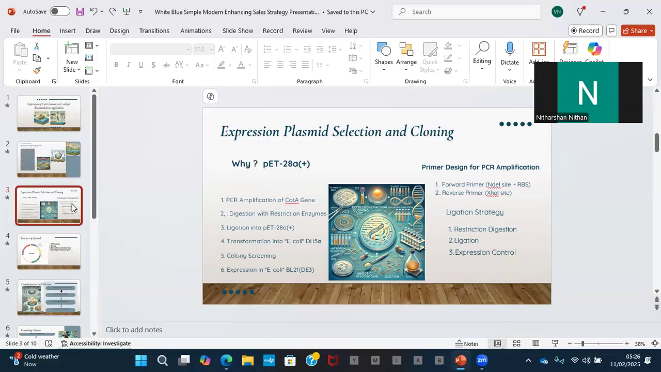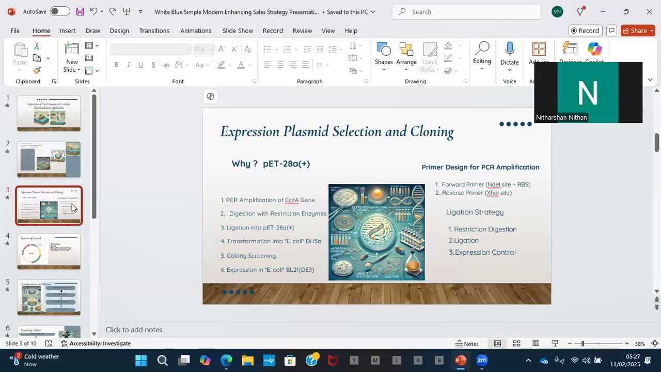Here, both the PCR product and the pET28a plus plasmid are digested with the chosen enzymes. The next process is ligation into pET28a plus, then transformation into E. coli DH5 alpha, then colony screening. Here, use colony PCR and restriction digestion to confirm correct insertion. The final process is expression in E. coli BL21 DE3.